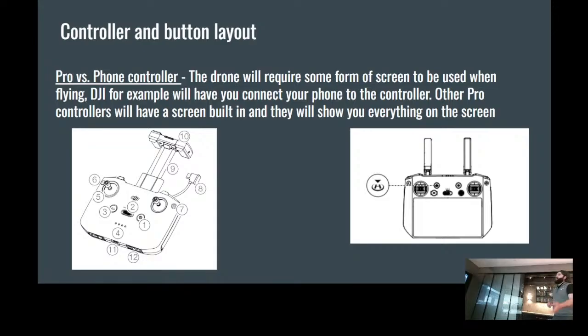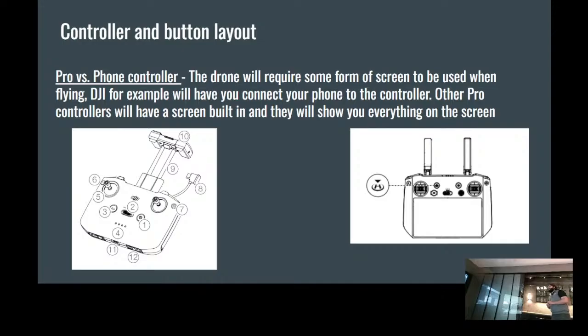When flying, DJI, for example, will have you connect your phone to your controller. Other pro controllers will have a screen built in, and they'll show you everything on that screen. It really is your comfortability with it. I personally will say that there is not too much of a difference between the phone and the pro controller. The pro to the phone controller is the fact that it's cheaper, it's easy to use, you can save immediately from the video you're taking because it is your cell phone that's connected to the drone. And then from there, it's just pretty straightforward.